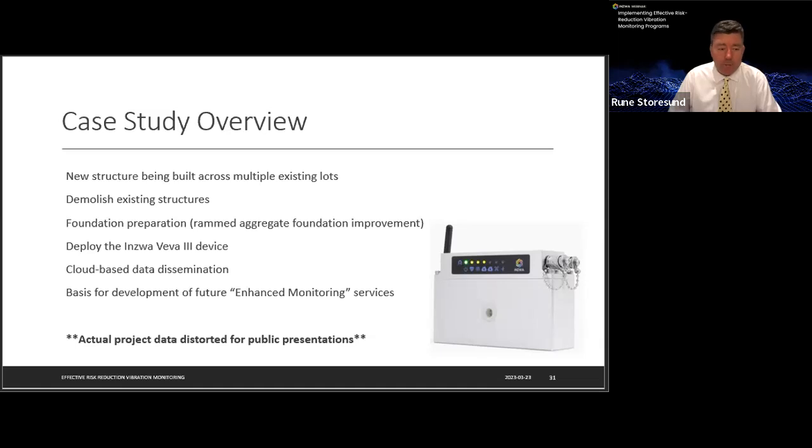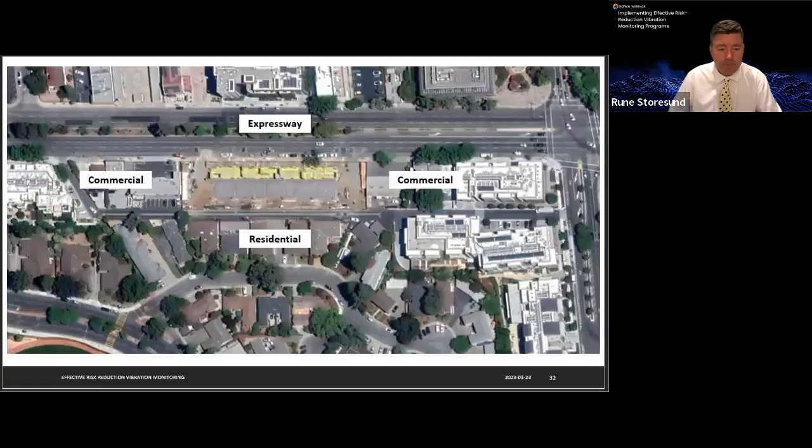For this project, a new senior center is being constructed across several existing lots with existing structures. These structures will be demolished, the lots cleared, and foundation improvements consisting of rammed aggregate piers will be installed to limit future total and differential settlements for the structure's foundation. For this project, we deployed a network of 3 INZWA Veva III devices with cloud-based data dissemination, and the site was then used to illustrate the proposed future enhanced monitoring services.